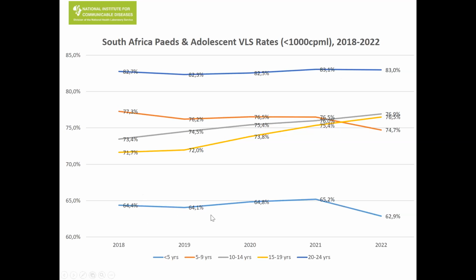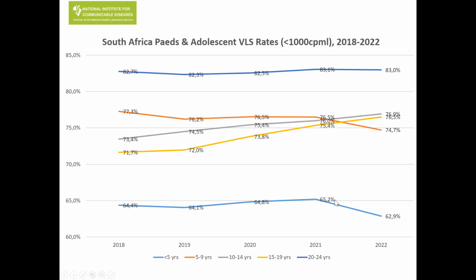And if you look at the top, this is the 20 to 24 year age group. Okay, nothing much has really changed. Around 83% of patients have a viral load of less than 1,000 in the youth age group 20 to 24. There's been slight improvement in the 10 to 14, which is in gray, and the 15 to 19. But if you look at our youngest populations, the less than 5 and the 5 to 9, it's kind of flatlined.